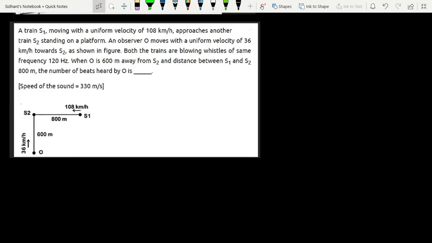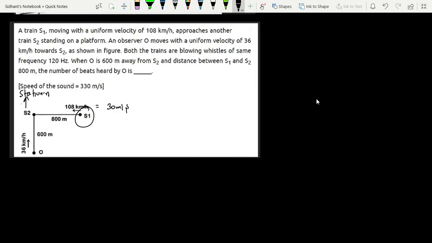The question says a train S1 is moving with a uniform velocity of 108 km per hour. So this is your S1, Lohit. Its velocity is 108 km per hour, which comes out to be 30 meter per second. This train approaches another train S2 standing on the platform. So this is a stationary train. This is not moving, Lohit. This is standing on the platform.